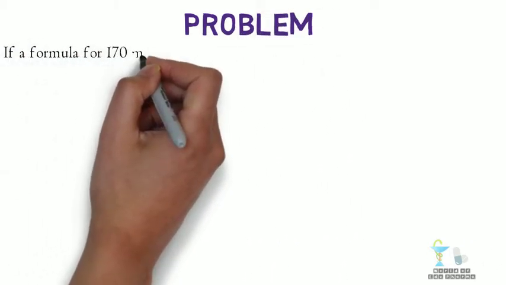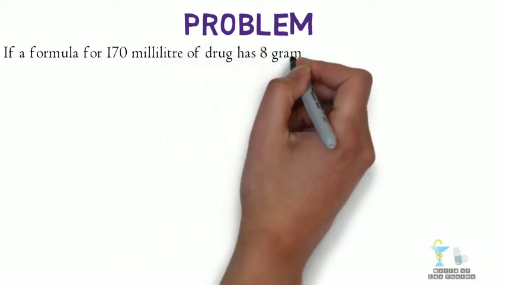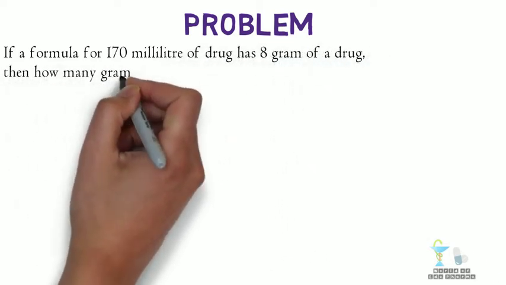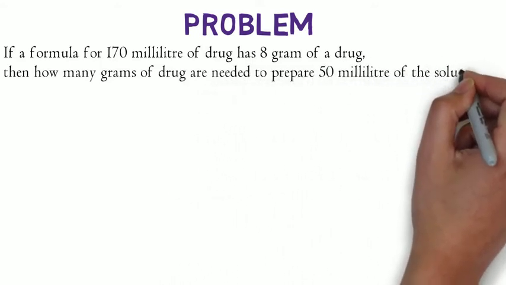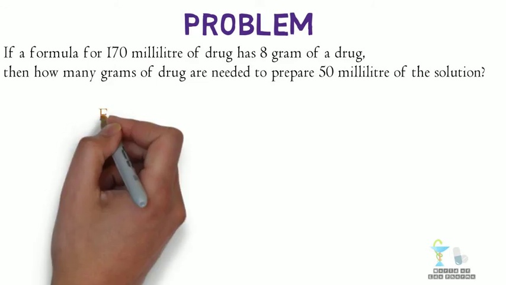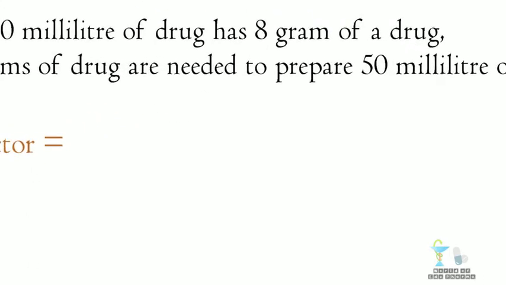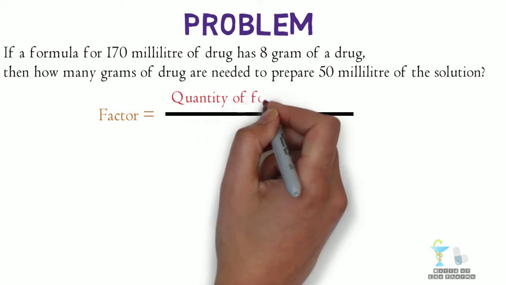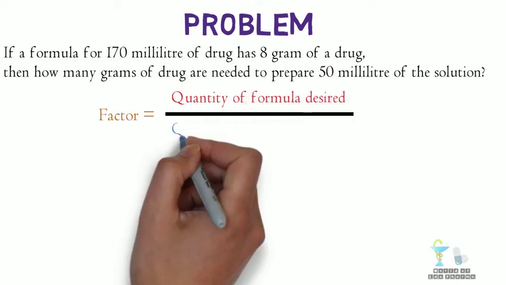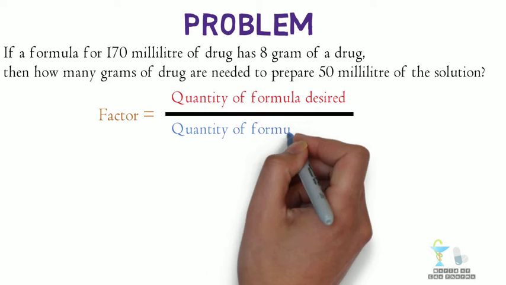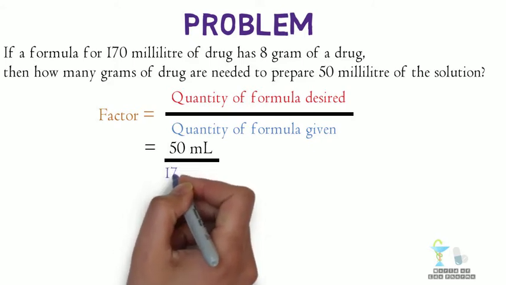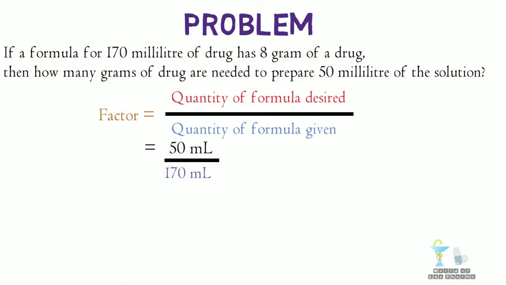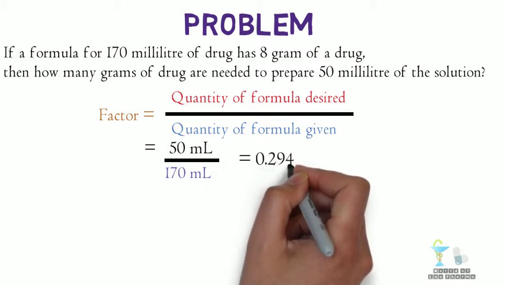If a formula for 170 ml of drug has 8 grams of a drug, then how many grams of drug are needed to prepare 50 ml of the solution? First, let us find the factor for this problem. Factor is equal to quantity of formula desired divided by quantity of formula given. Here, the formula desired is 50 ml and the given quantity is 170 ml. Dividing it, we get 0.294.